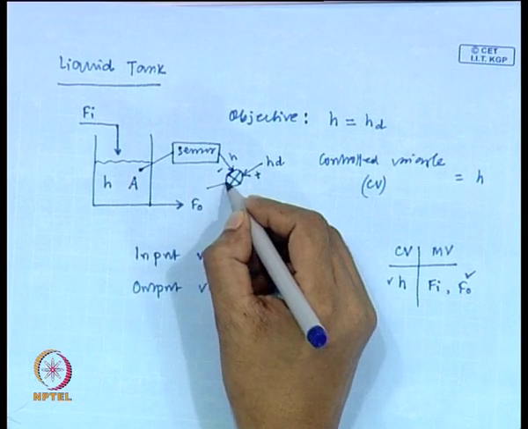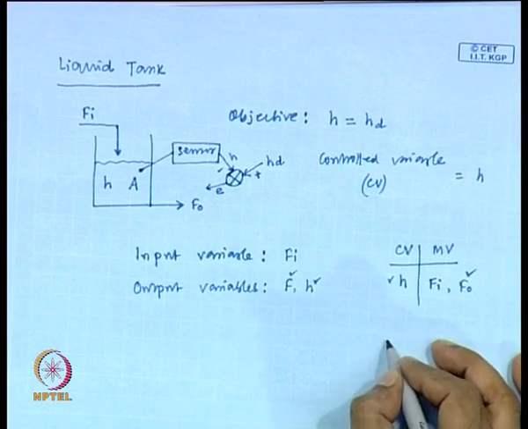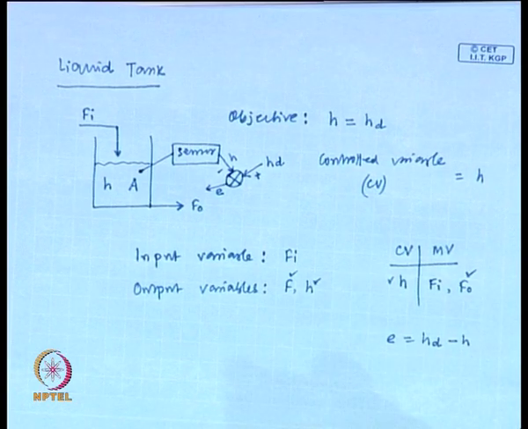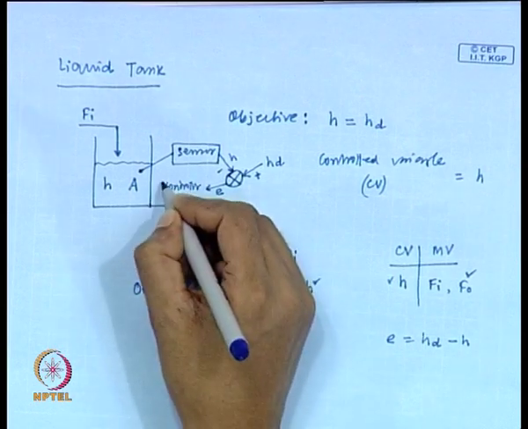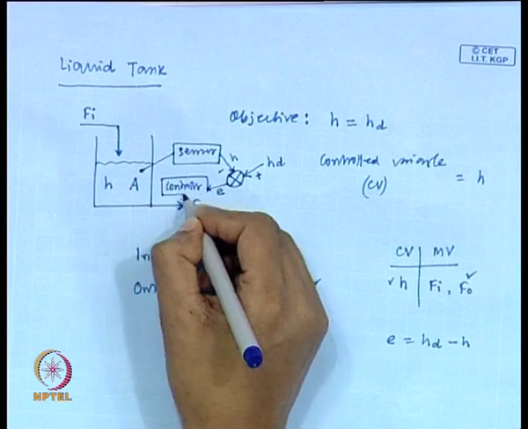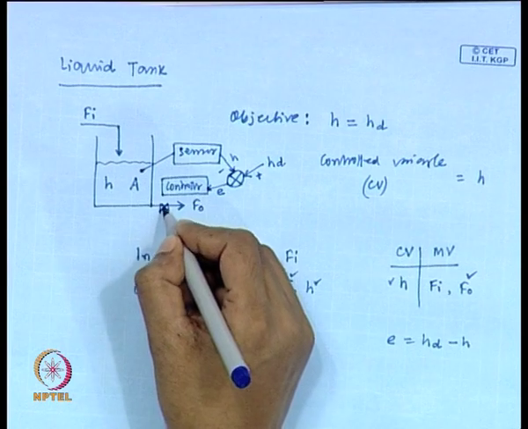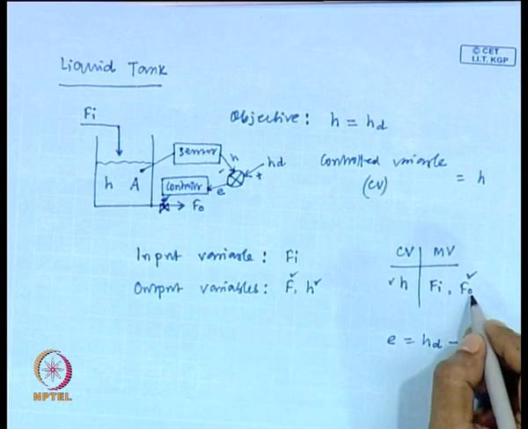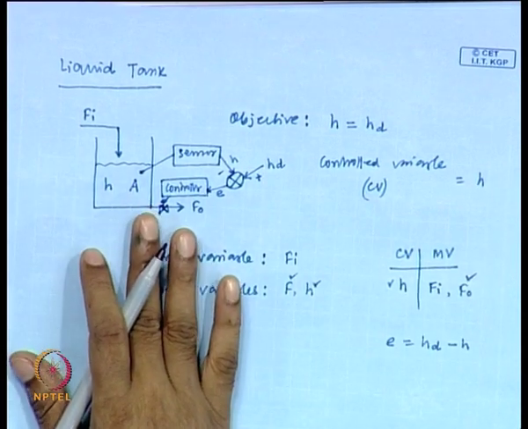Now, the output of this comparator is the error. Error is basically desired height minus height. Then this error signal goes to the controller, and this control action is implemented here. This is a control valve. So, F naught is the manipulated variable in this control configuration.